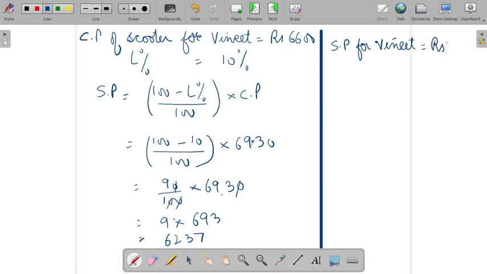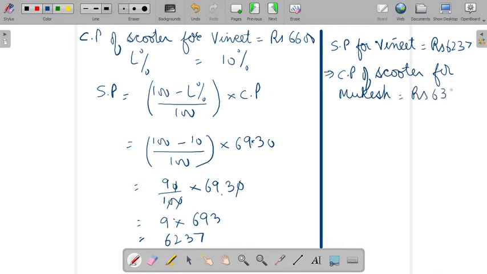of the scooter is rupees 6237, but this selling price of Vineet will become the cost price for Mukesh, because Vineet is selling and Mukesh is buying it. So this means the cost price of the scooter for Mukesh equals rupees 6237.